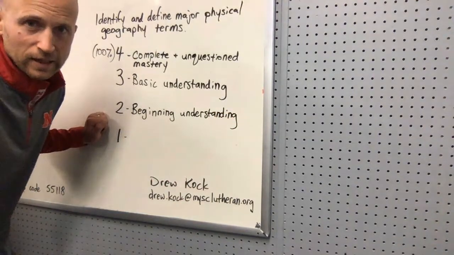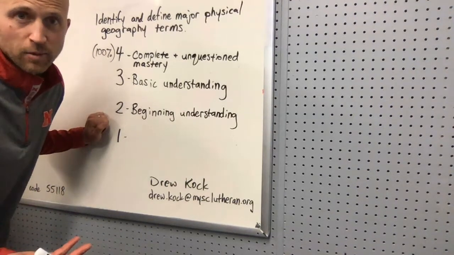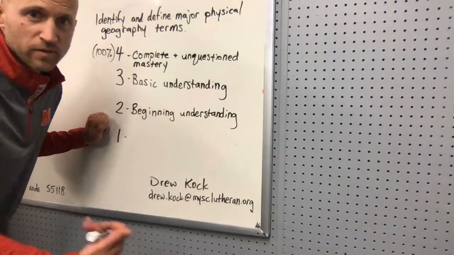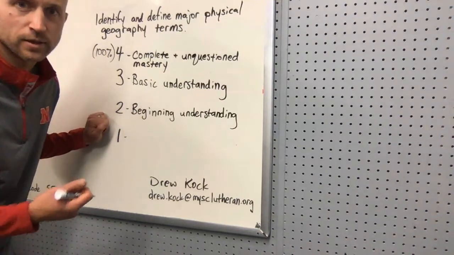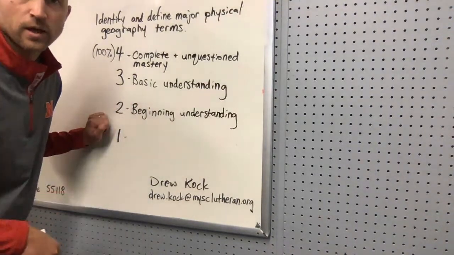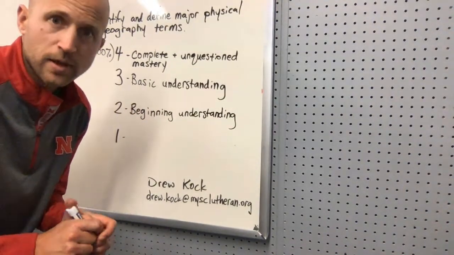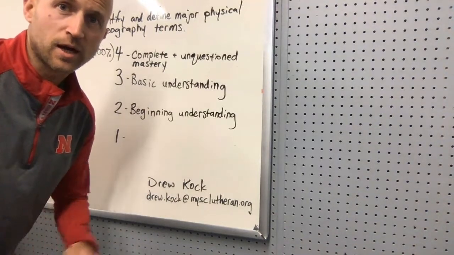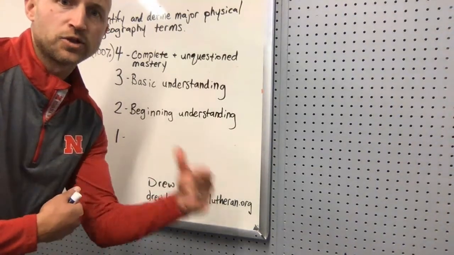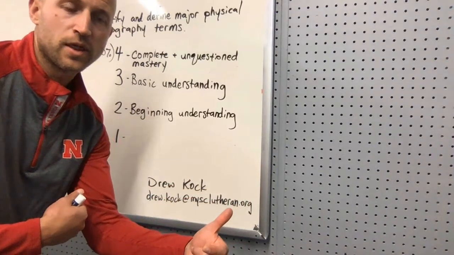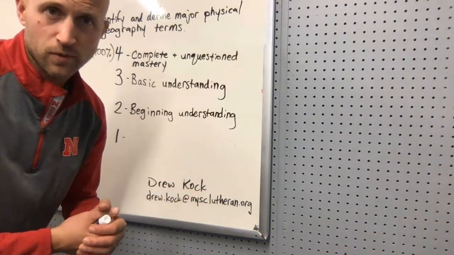you have a beginning understanding of those major physical geography terms. That means that you can get some of them, but you need quite a bit of help still with a number of those terms. You're getting there, but you're not yet to the level of a basic understanding. To get a basic understanding, you might still have some that are incorrect on the quiz, but for the most part, those ones that are incorrect are, oh, there's 2 that are really similar, and you switch them around. Or you saw this thing and you called it a word that is like the term, but isn't the term that we were looking for.